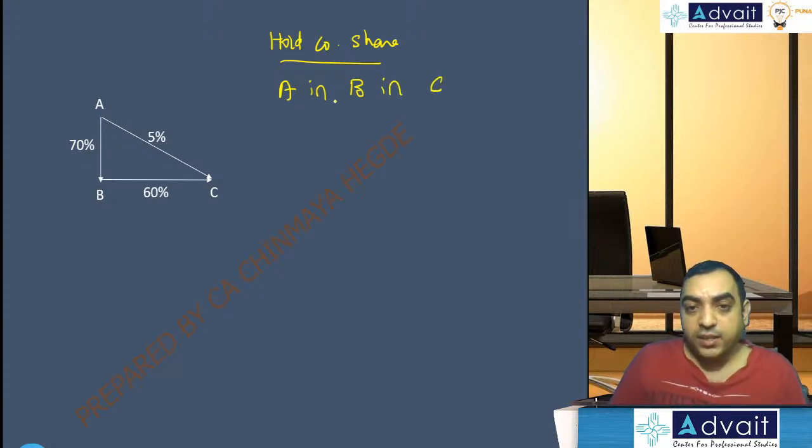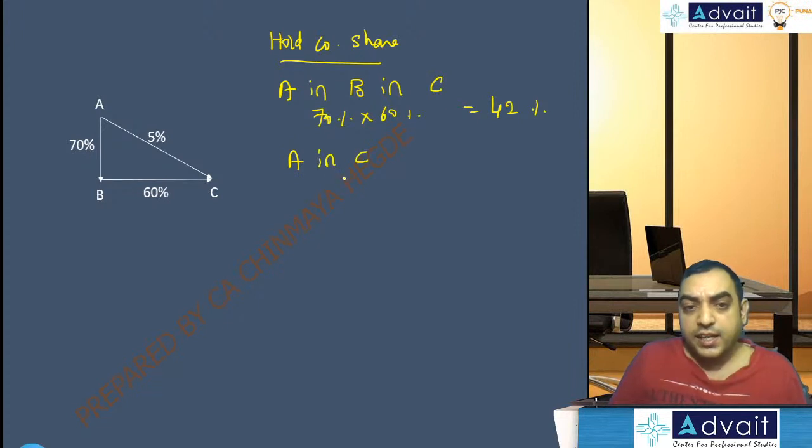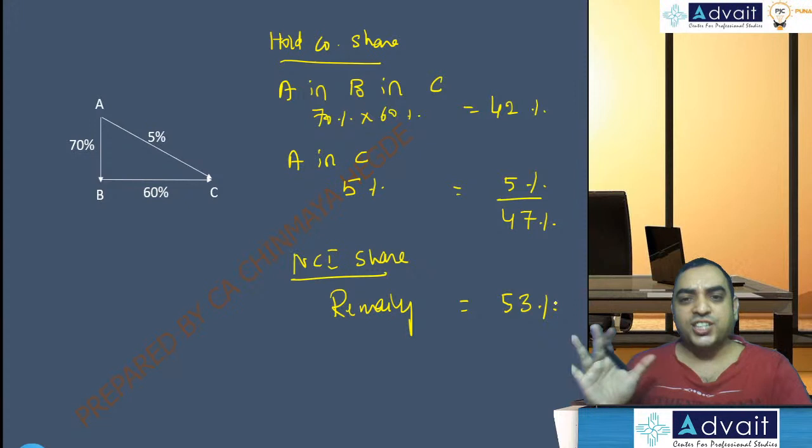Percentage you take. What is A in B? 70%. What is B in C? 60%. Multiply, you get 42%. A in B in C, that is indirect holding. Then what is A in C directly? A in C directly is 5%. Therefore, you get total 47%, that is holding company share. So NCI share is remaining, and that is 53%. That's all you have to do.